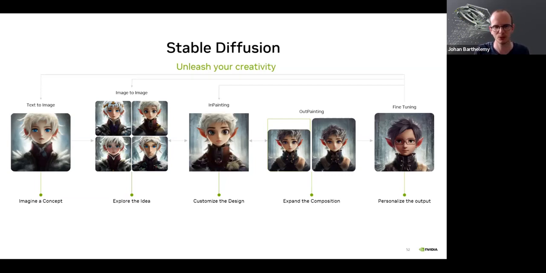And finally, you can do some fine-tuning to personalize even more the output, right? So fine-tuning, we just take the model that is being used to generate the image, and just retrain some of the layers to get the final image there. All those steps, they can work together. So if you do fine-tuning, you might also do in-painting, right? Or you are doing image to image, those kind of things.